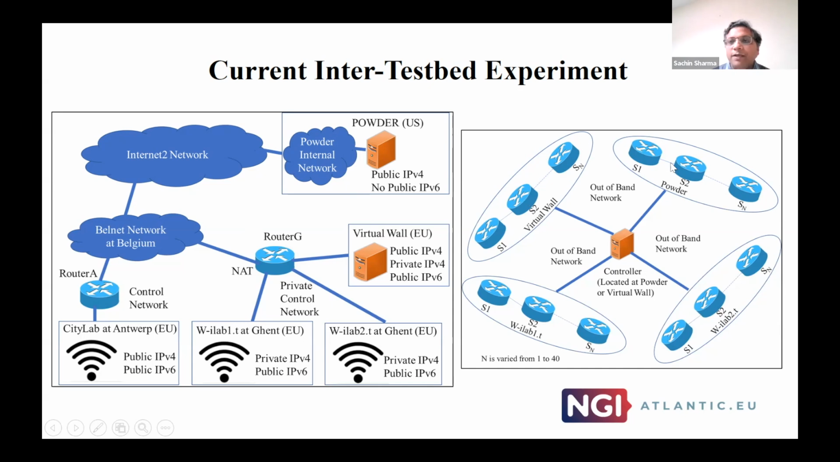And then we tested SDN. We deployed SDN in these different testbeds: YLab 1, YLab 2, Powder, and the virtual wall. We didn't use CityLab. We found out the performance and ran the edge computing use case, where some functionality we moved to the US testbed and other functionality we moved to the EU testbed, and then found out the performance.